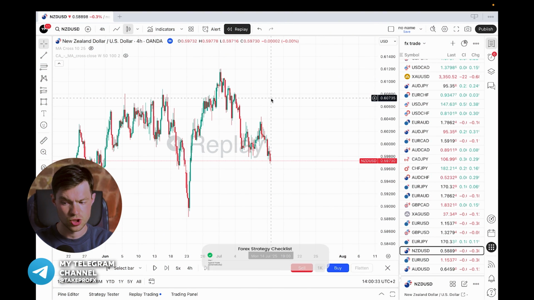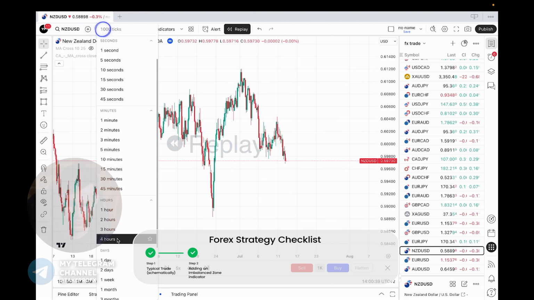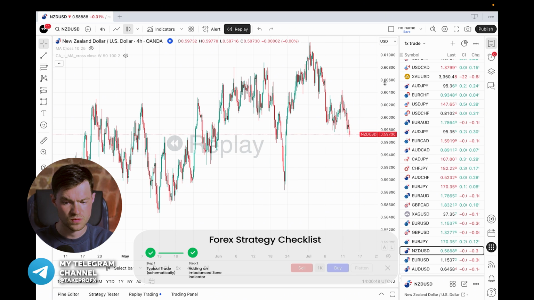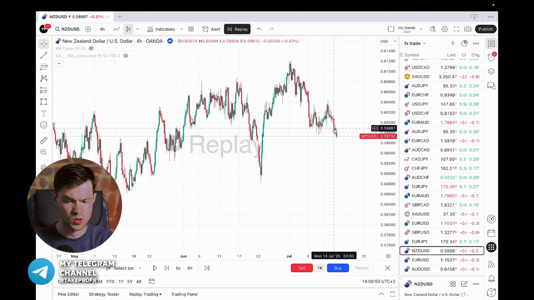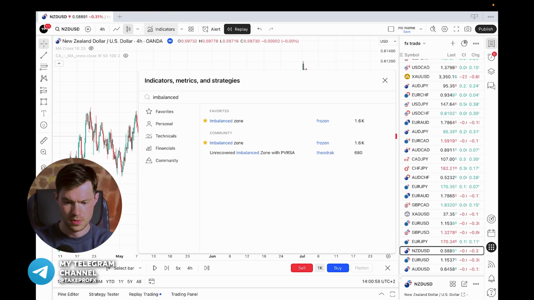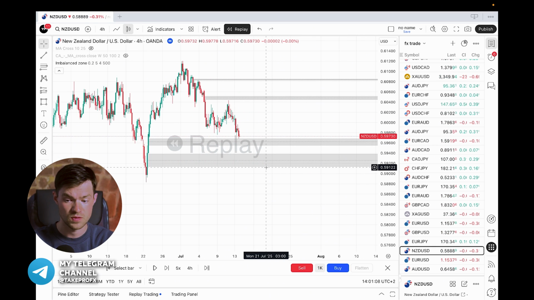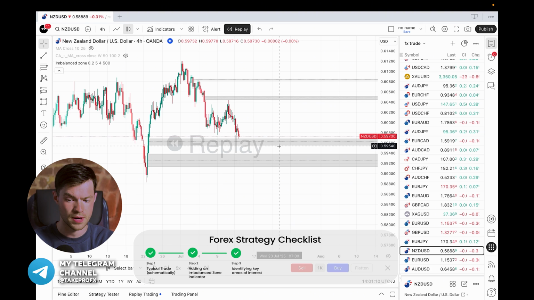This is the definition of key zones of interest. We necessarily start with the older time frame. In this case, it is 4 hours on the TradingView platform. In situations when it is difficult to determine the horizontal levels on our own, we can use an indicator called imbalanced zone, from the author Frozen, which has 1,600 users. Just by a simple click, we add this automatic indicator, and we immediately have very unobvious areas of interest.